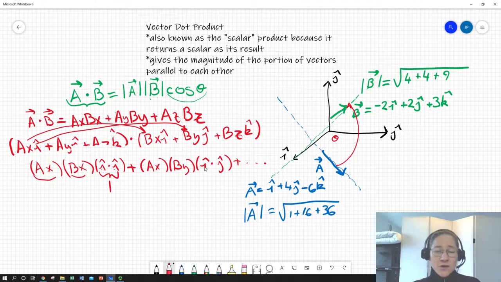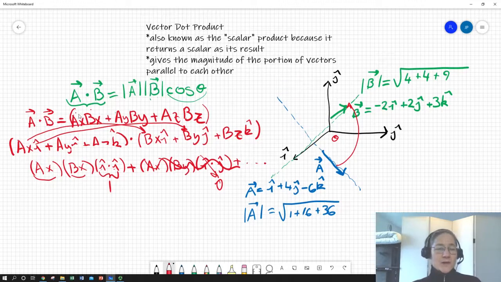Likewise, when I come over here and I'm looking at i hat dot j hat, those are the x and y coordinate axes. They are at right angles. They are perpendicular. So the cosine of two things that are perpendicular or at 90 degrees is 0. So any term that is not going in the same direction is 0 by definition, which is why we end up with nothing more than the like directions multiplied and all added together. And this is, of course, a scalar. So that's why it's called a scalar product.